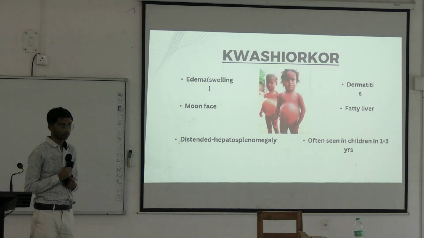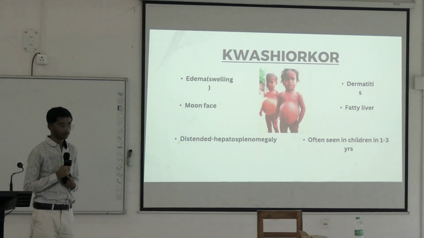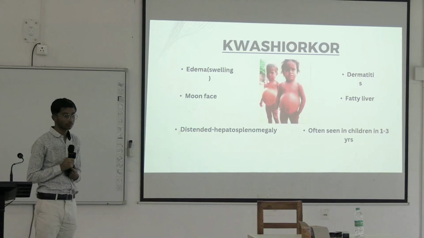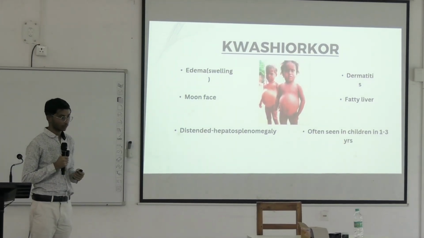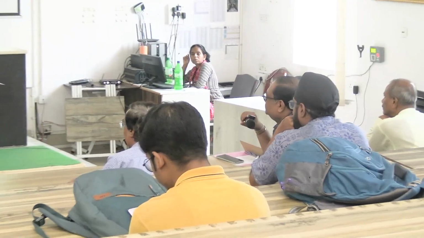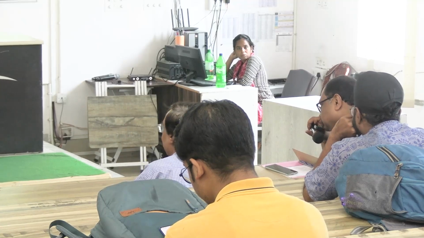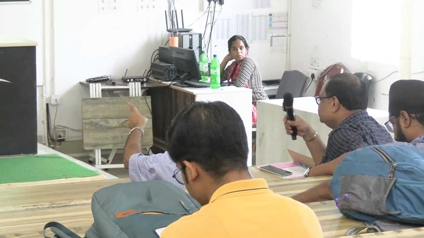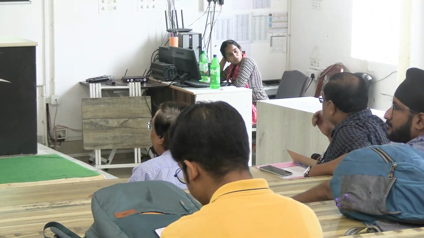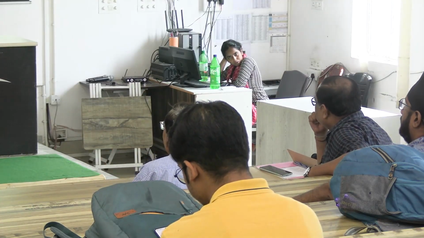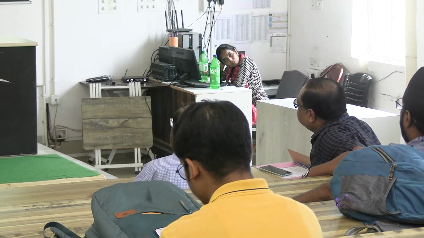The belly becomes distended for two causes: one is hepatosplenomegaly and the other is ascites. These are the two causes of pot belly, or abdominal protuberance. Ascites is the accumulation of fluid in the peritoneal cavity. Another cause is hepatosplenomegaly. Both cause a distended abdomen. That's why another point in kwashiorkor is pot belly.